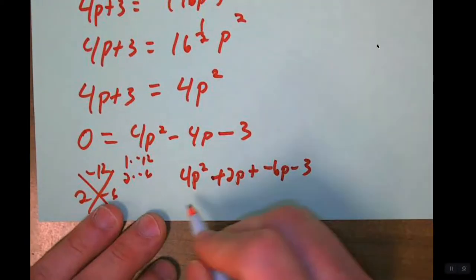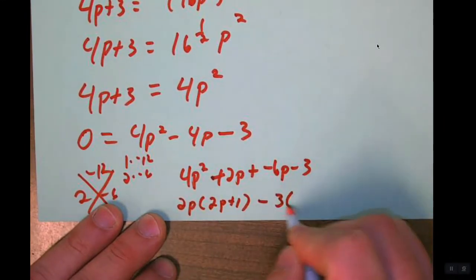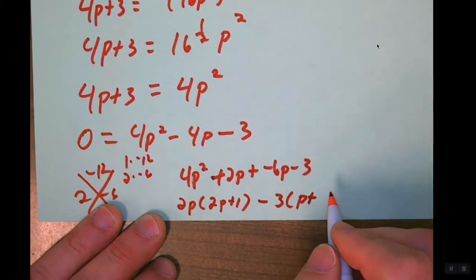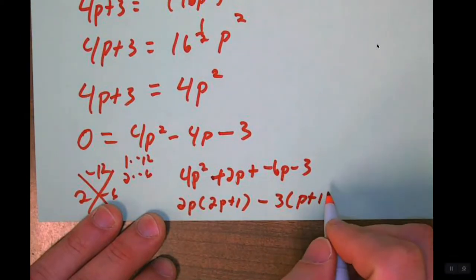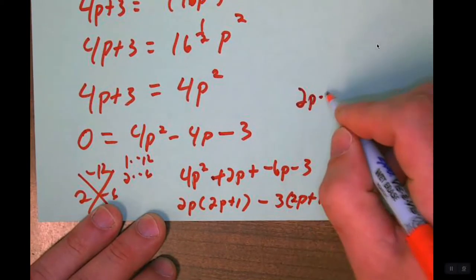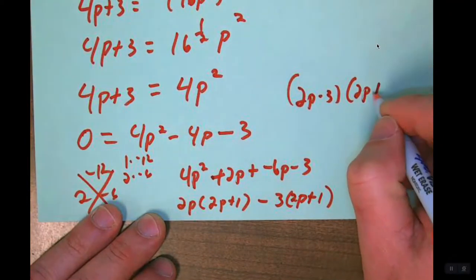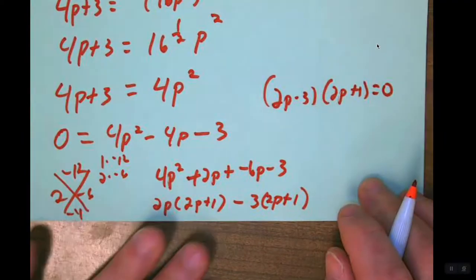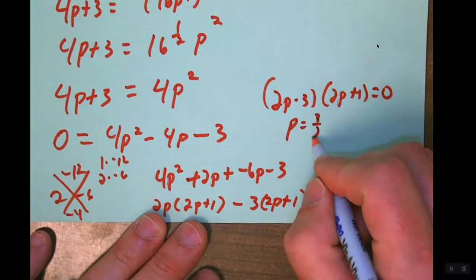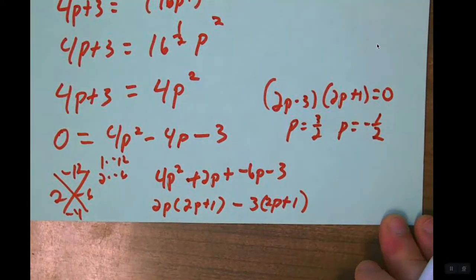And then we pull out a 2p here, so you get a 2p plus 1. You pull out a negative 3 here, and you get a p plus 1, 2p plus 1 here. So we have 2p minus 3 times 2p plus 1, and that equals 0. So p equals 3 over 2, and p equals negative 1/2. Pretty easy enough, right? Remember to make sure you check your answers for extraneous solutions.